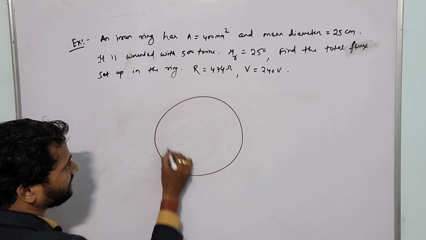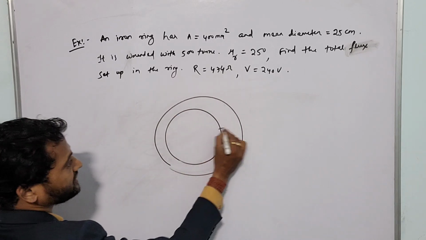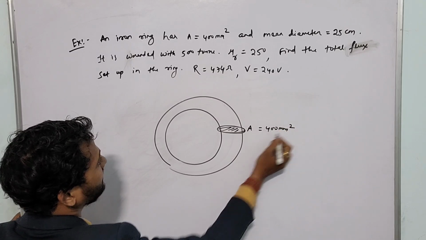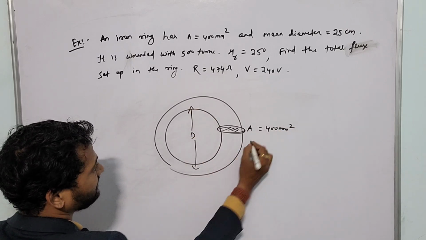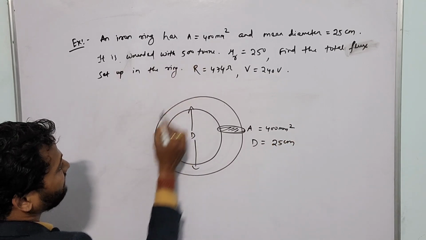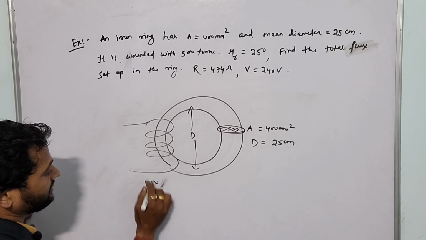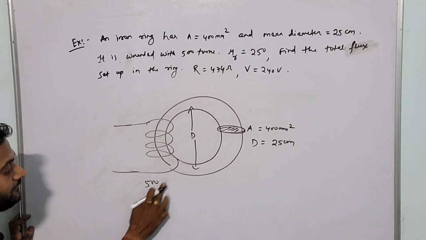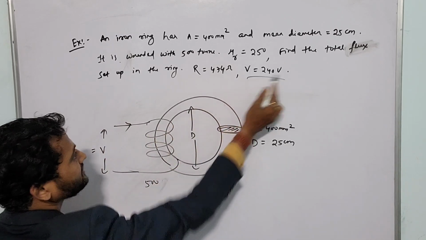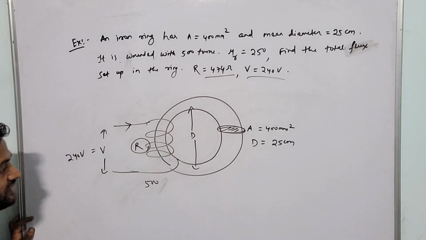So see, there is a ring, a circular iron ring. The cross-sectional area is given, 400 millimeter square. And the average diameter is given, 25 centimeter. And it is wound with 500 turns of a coil. Here the supply voltage is given. What is the supply voltage? 240 volt, and the coil resistance is also given, 474.